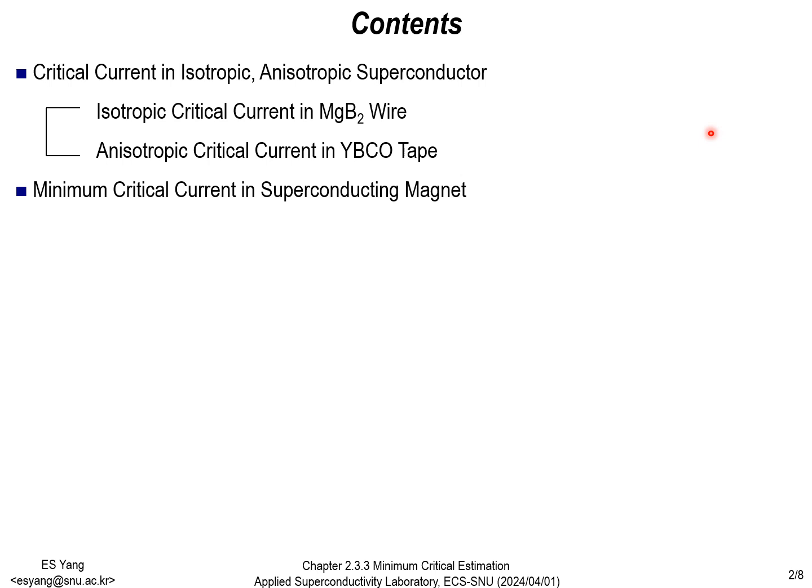First, here's the agenda. We'll begin by discussing the isotropic and anisotropic critical current properties in superconductors, using MgB2 with isotropic critical current and YBCO with anisotropic critical current as examples. Then, we'll talk about the minimum critical current in superconductor magnets.